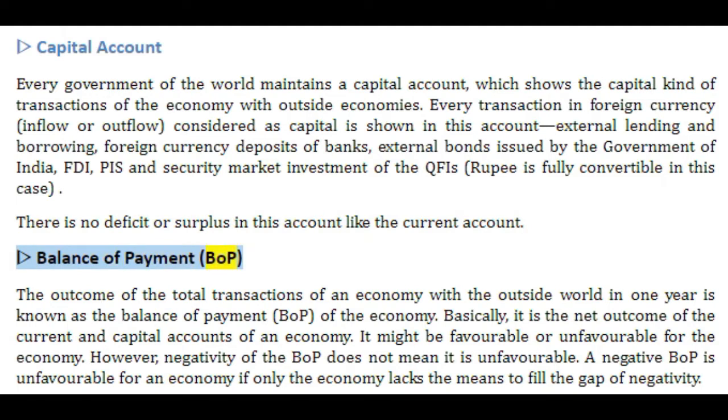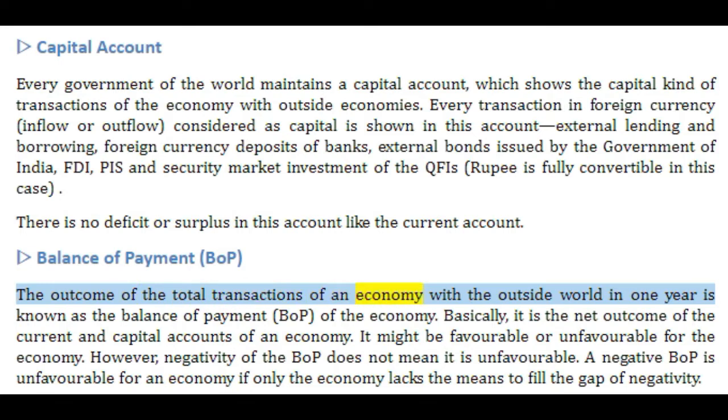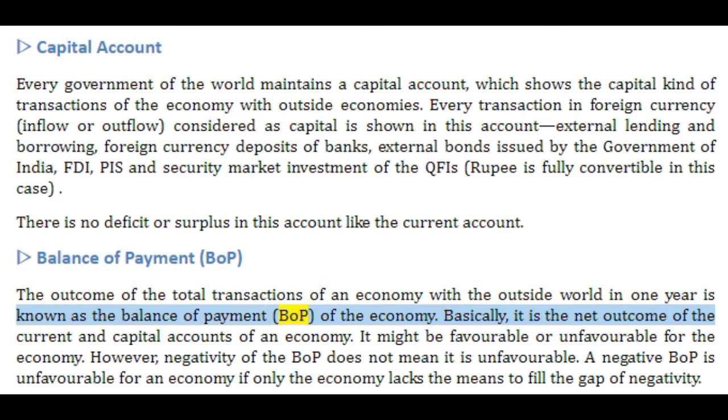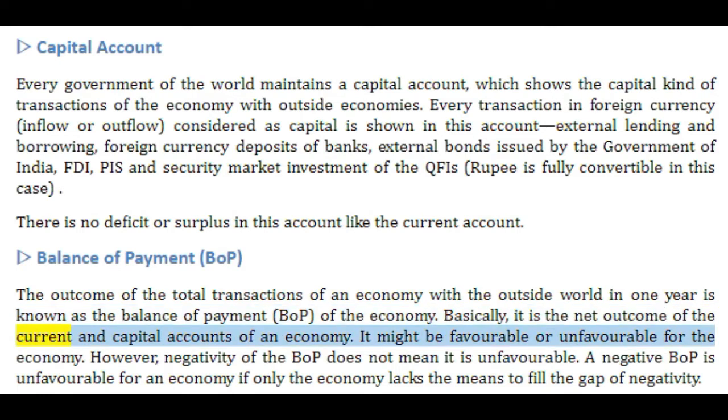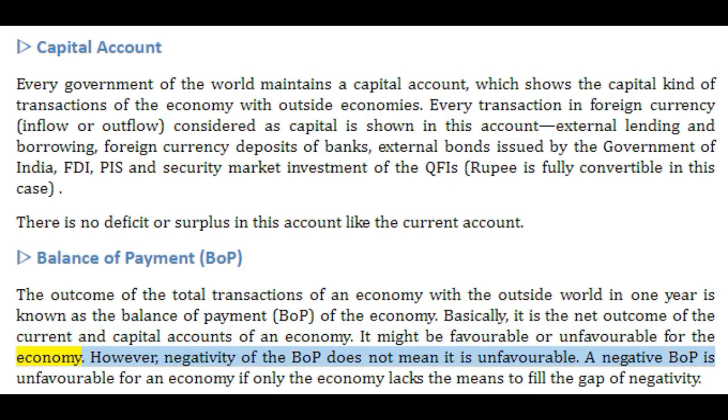Balance of payment, BOP. The outcome of the total transactions of an economy with the outside world in 1 year is known as the balance of payment, BOP, of the economy. Basically, it is the net outcome of the current and capital accounts of an economy. It might be favorable or unfavorable for the economy. However, negativity of the BOP does not mean it is unfavorable. A negative BOP is unfavorable for an economy only if the economy lacks the means to fill the gap of negativity.